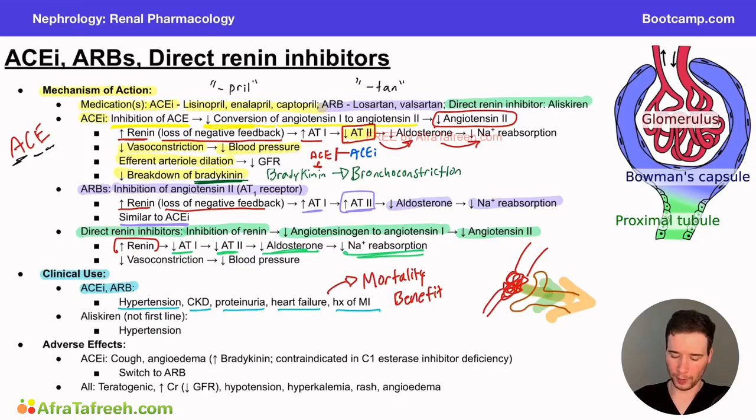Now, looking at our direct renin inhibitor, it can be used to treat hypertension, although it's notably not a first-line medication here. The ACE inhibitors and the angiotensin receptor blockers are our first-line treatments. But as we've seen from the mechanism, this medication can also decrease aldosterone and sodium reabsorption, and thus it makes sense why it can be used for hypertension.